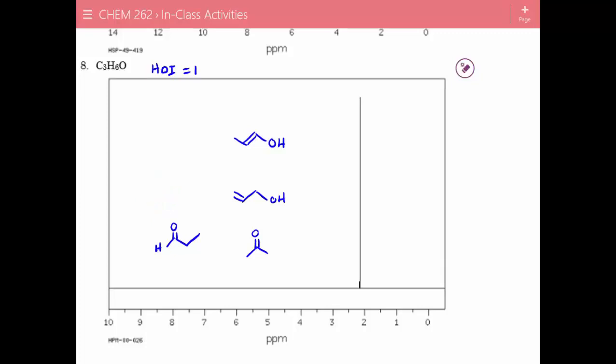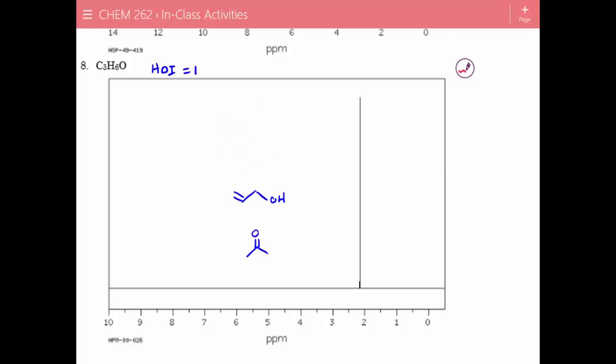The next one should have 3 signals, 1 for these methyl protons, 1 for the methylene protons, and then 1 for the aldehyde. We also don't have an aldehyde peak in the 9 to 10 range, so we know it can't be an aldehyde. It's not going to be this one. If we look at the next one, it will also have too many signals. We'll have 1 for this methyl group, 1 for this proton, 1 for that proton, and 1 for this alcohol. So we'd have 1, 2, 3, 4 signals. We only have 1, so it can't be that.